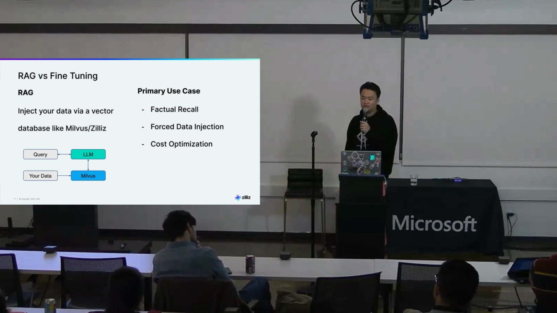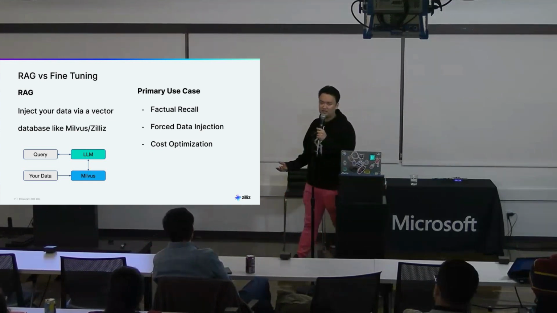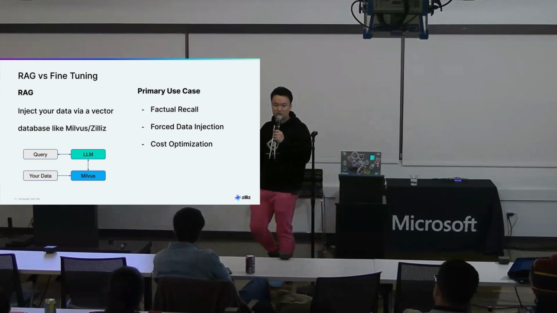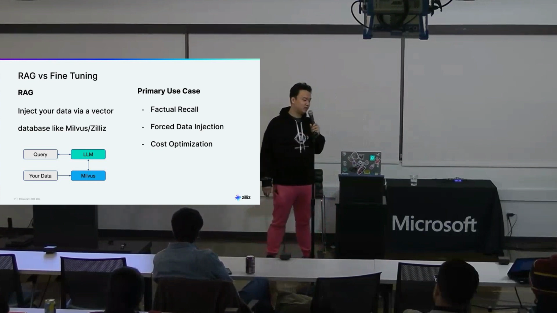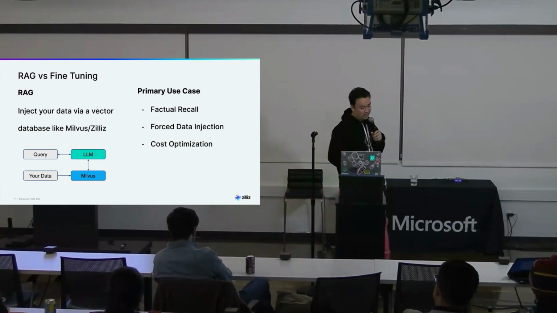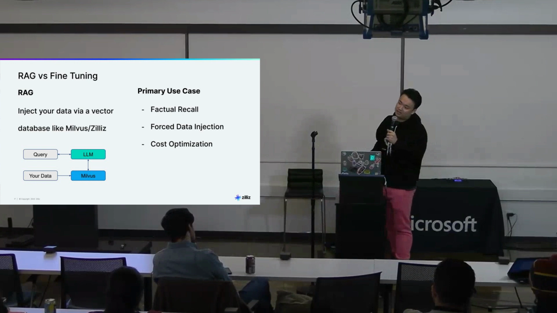So RAG is really good for factual recall, basically, because you can just give it all the context that it needs. It's also good for forced data injection and, as I was alluding to earlier, cost optimization.